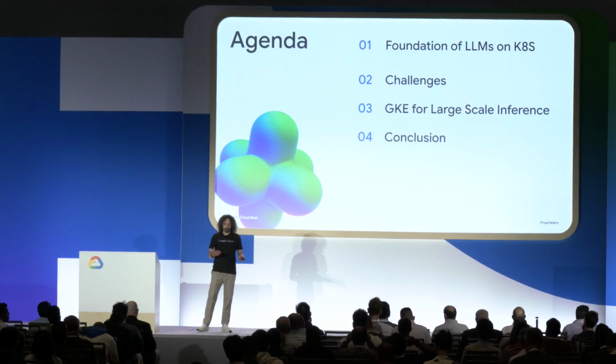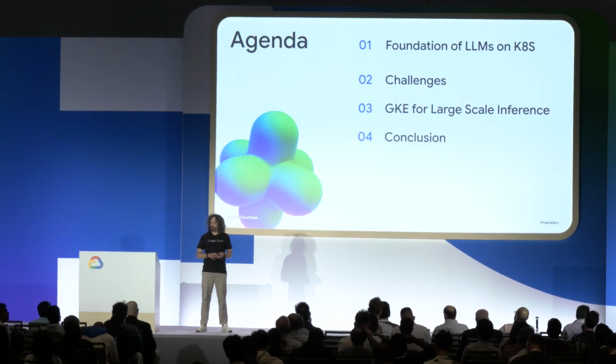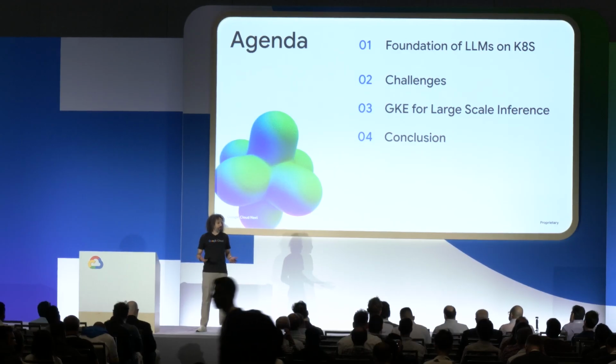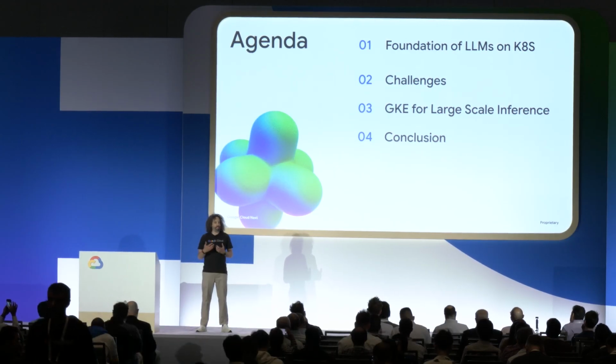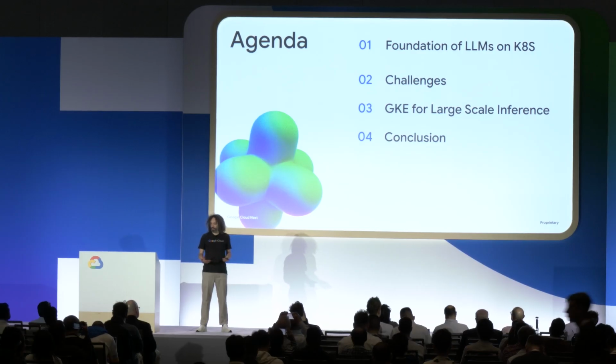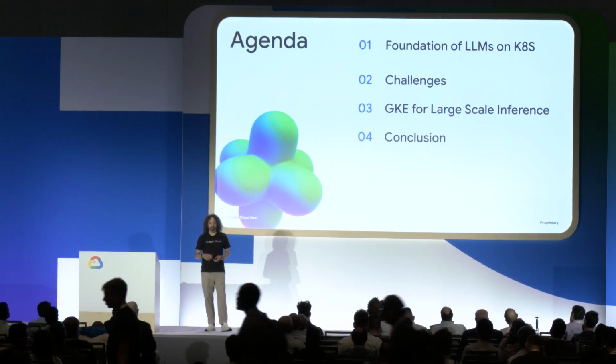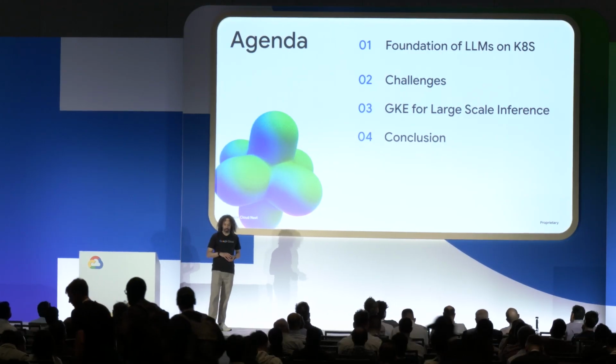So I have four points I'm going to talk about today. Some of the basics of running large language models in Kubernetes in general. What does this actually mean, and why is it even a topic? Some of the challenges, because if there were no challenges, we wouldn't be here anyway. How does GKE help solve those particular challenges? And then a couple of conclusions.